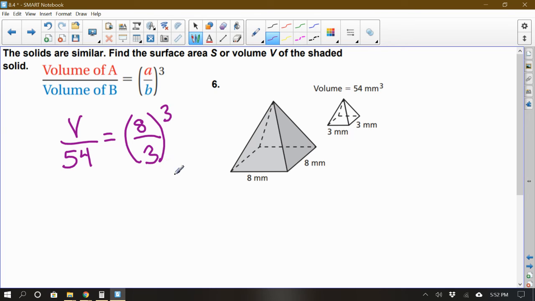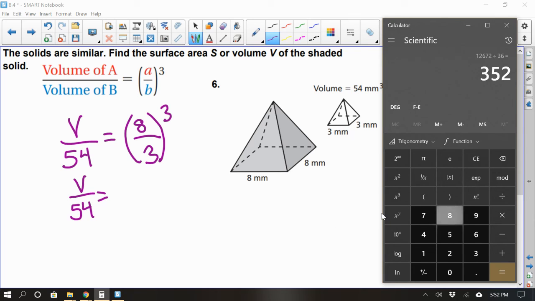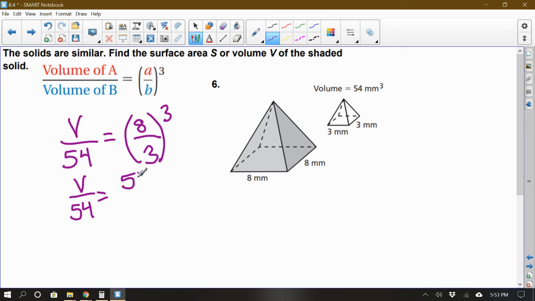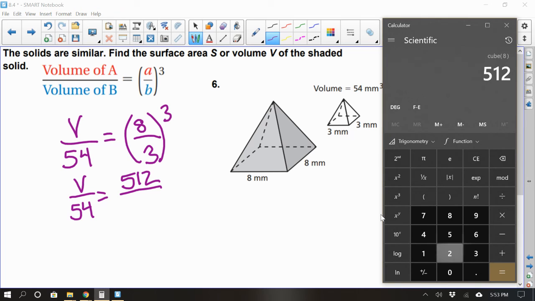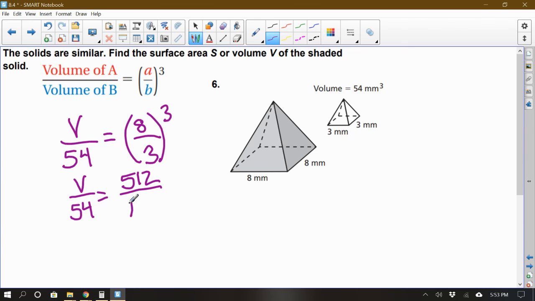All right. So let's just start simplifying this. Well, there's nothing I can do with V over 54. But over here, we have 8 to the third and 3 to the third. Now I know what those are, but why don't we just bring the calculator up for those? So 8 to the third power is 512. Just want you to be able to see where I'm getting my numbers from. And 3 to the third power, do you know what that is? I think it's 27. 3 to the third, yep, is 27.